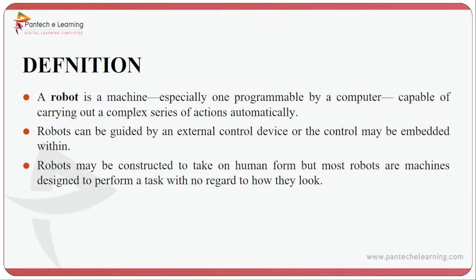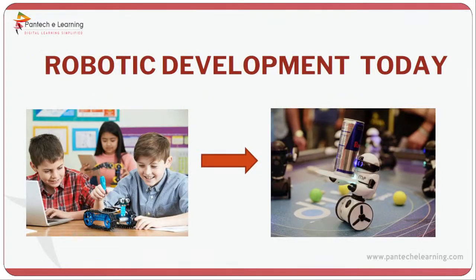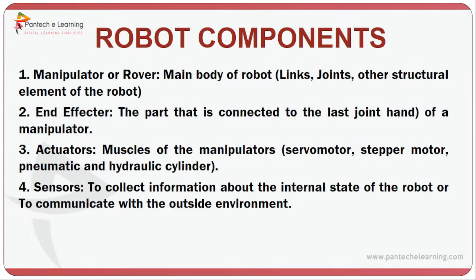If you instruct a human to do an action repeatedly, it's not possible because they get tired. But robots don't get tired, so they perform the task from first to last the same. If you develop any robotic projects or robotic kit, or in future become a robotic engineer, first know what components you need to create a robot. First we start with the manipulator or rover, which is the main body of the robot.